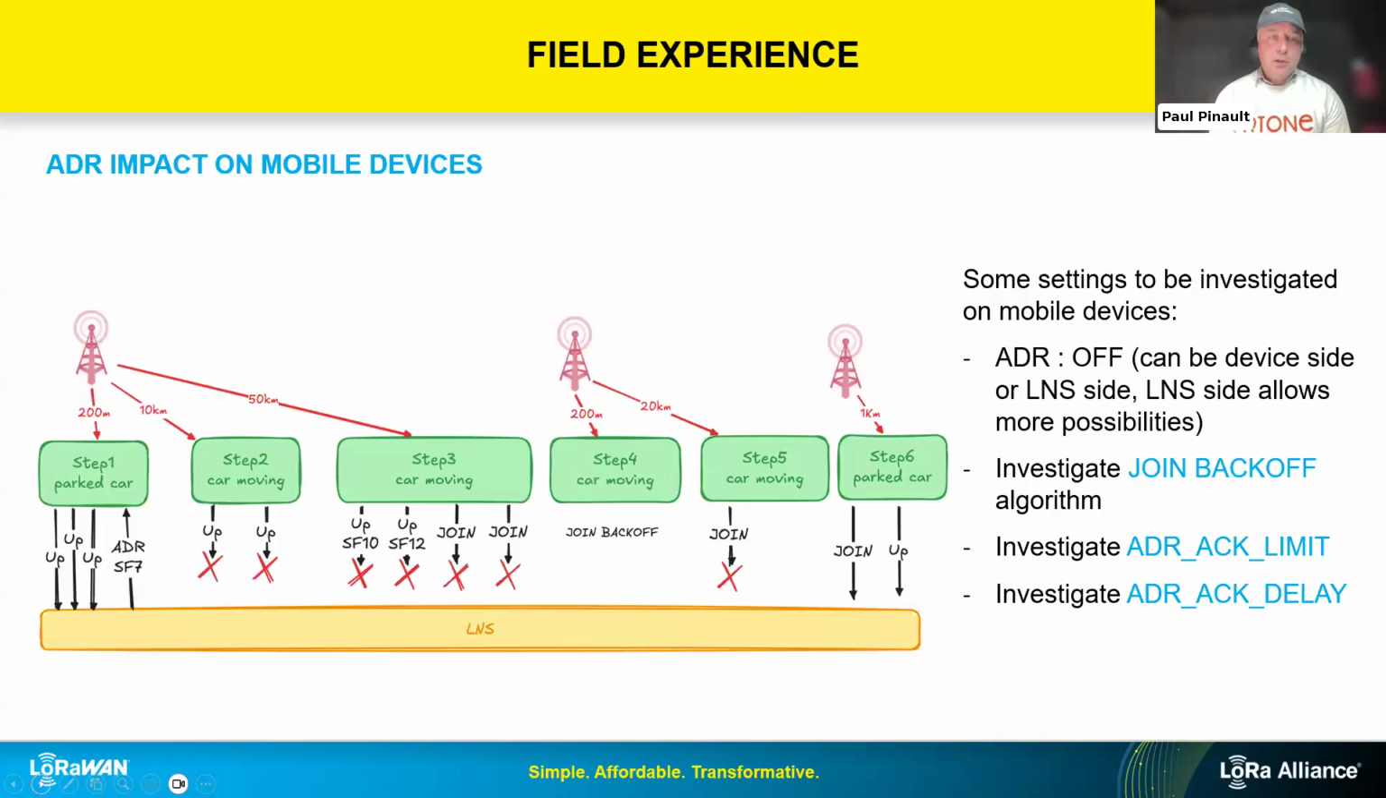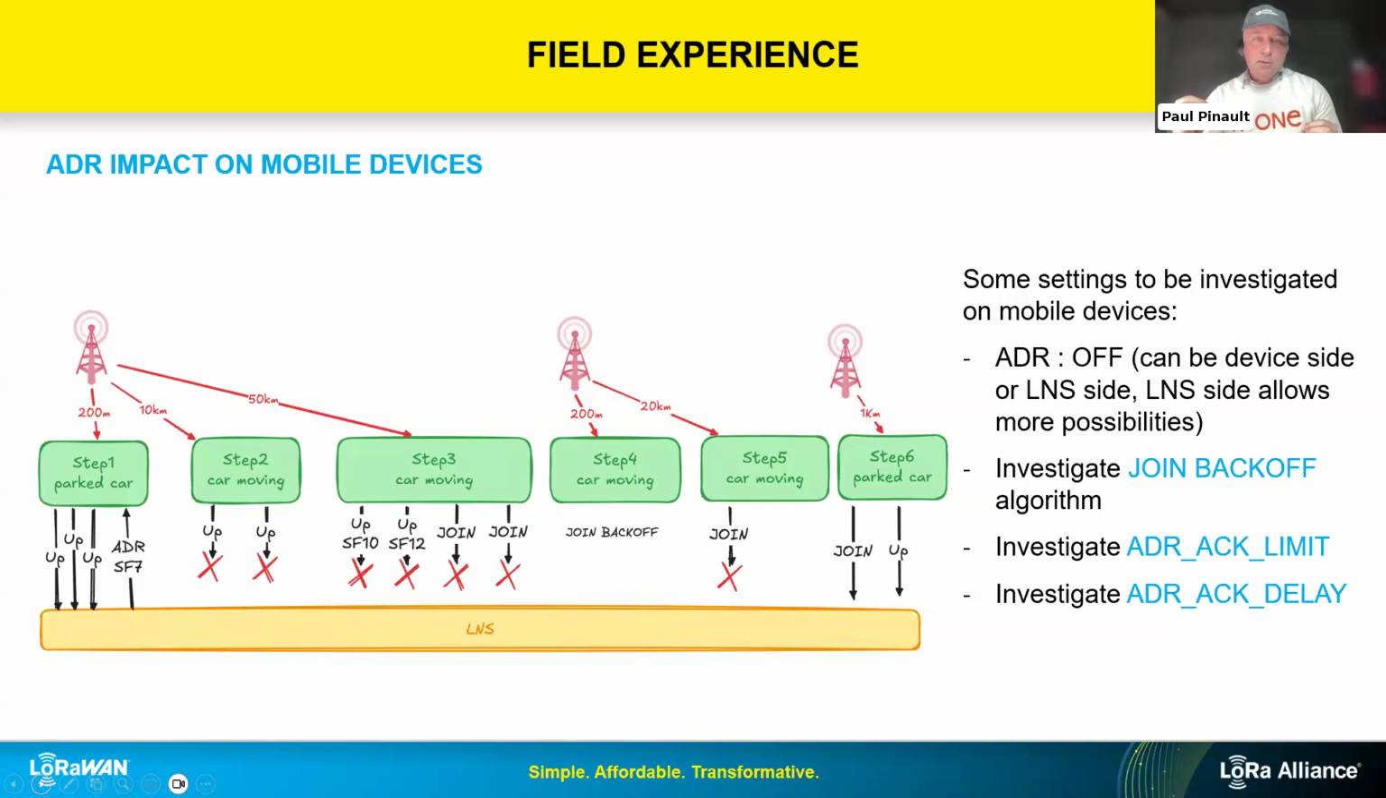So this is just to illustrate a mobile device. I won't go into detail; we can go into questions if you want. But what can happen is that basically it's a tracker in a car. In step one, we are really close to the gateway and parked there. So basically the LNS learns that we don't need a high DR and a high TX power, so it reduces all of this. And so the device works well.